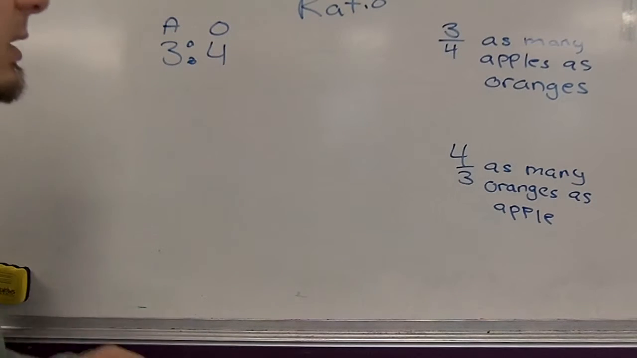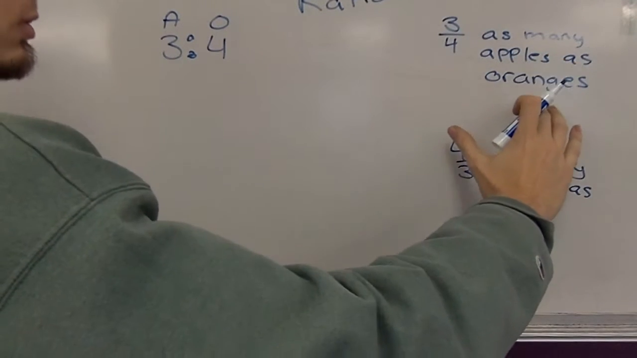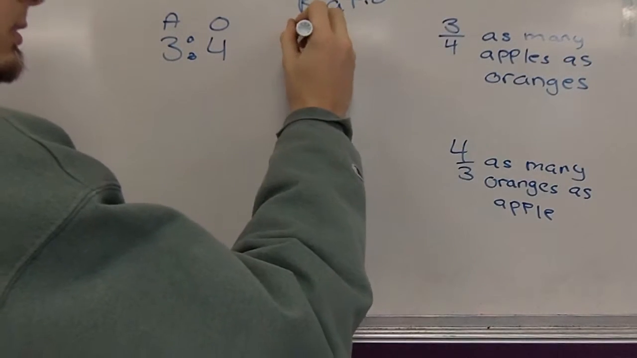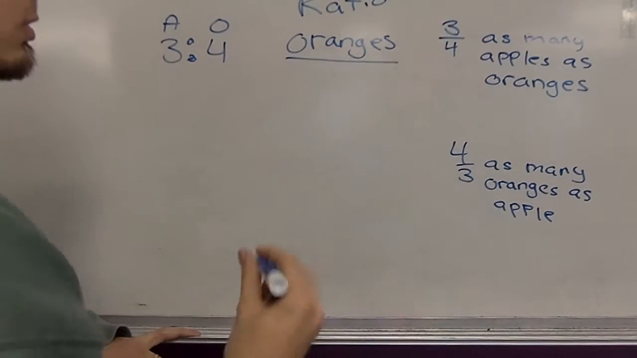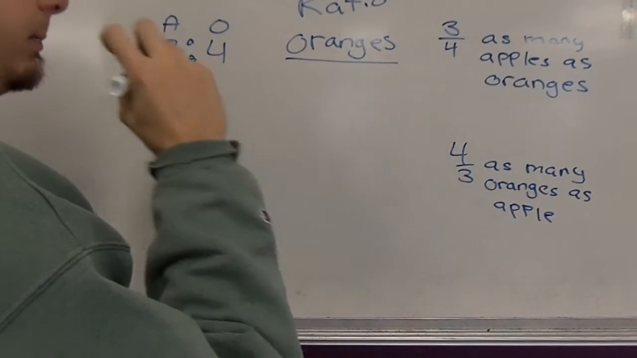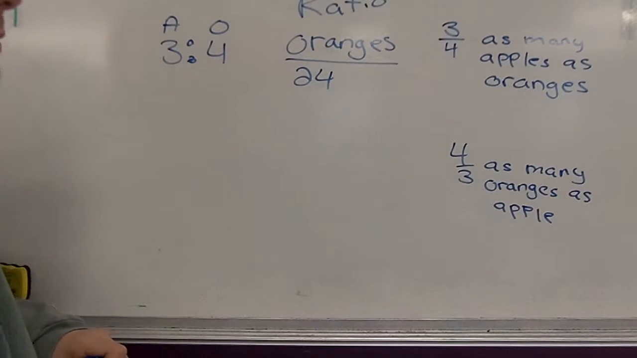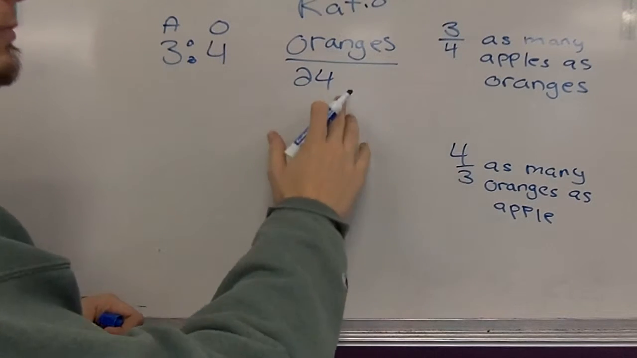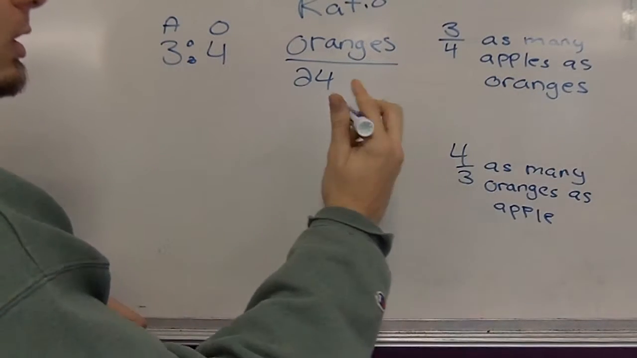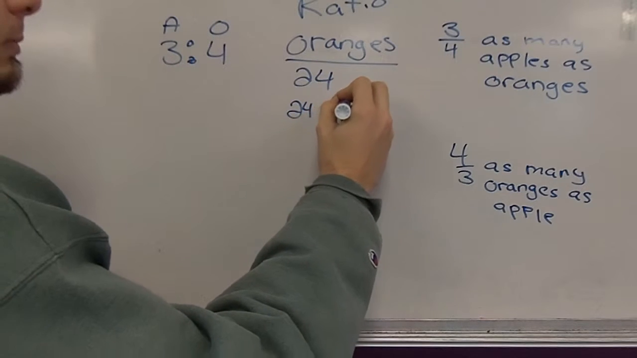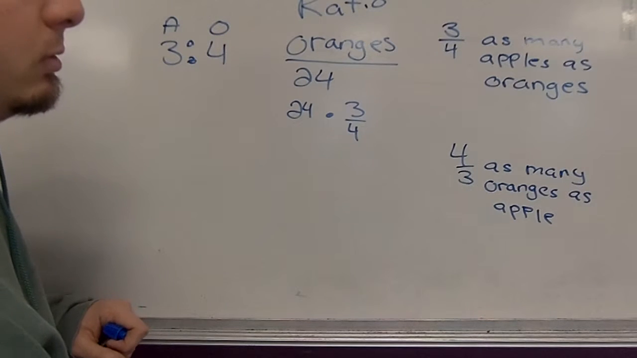What I can do with that information is, if I know that I have 3/4 as many apples as oranges, and let's say I was given the number of oranges that I have. You were told, let's say that I have, we'll go with 24 oranges. What you could do with this information is, if you know I have 24 oranges, and you know that I have 3/4 as many apples as I do oranges, you would take that 24 and multiply it by 3/4, and that would get you the number of apples that I have.